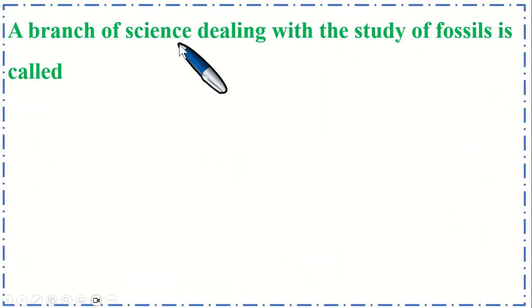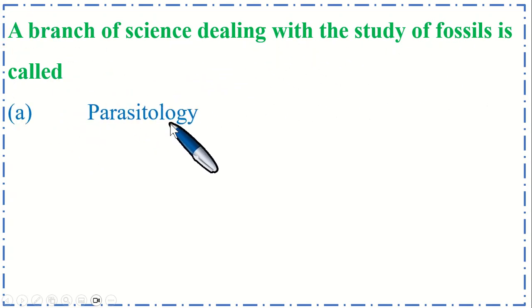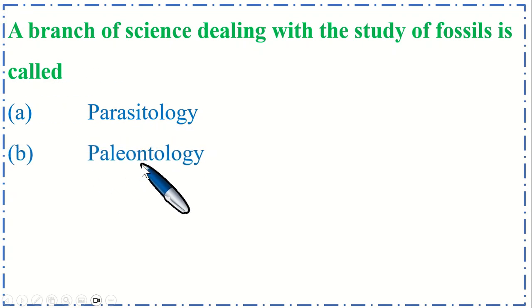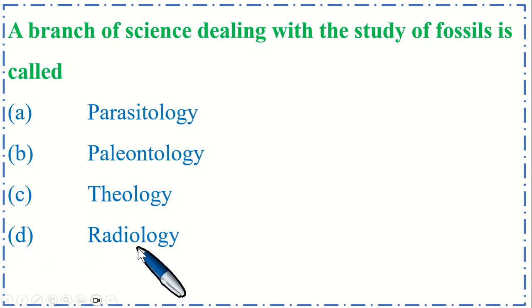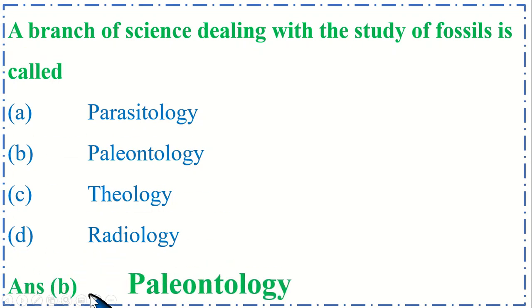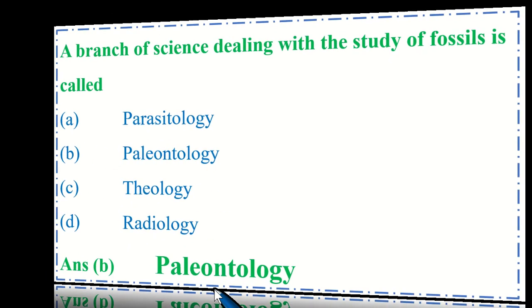A branch of science which deals with the study of fossils is called option A, parasitology. B, paleontology. C, theology. And option D, radiology. So the correct option is B, paleontology.